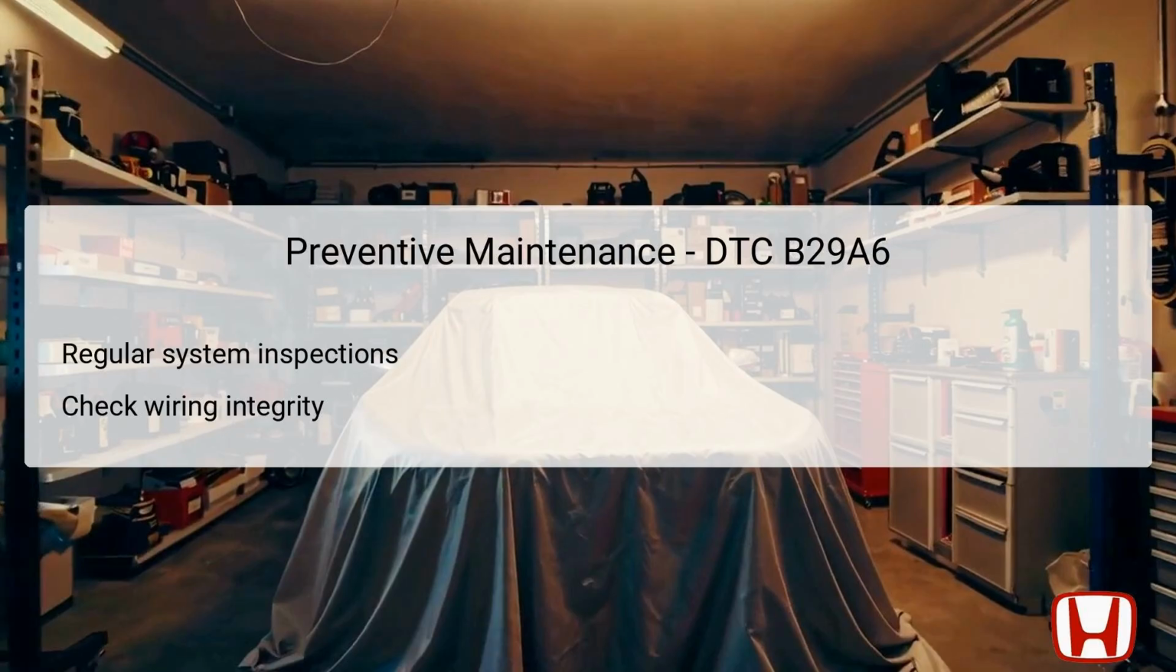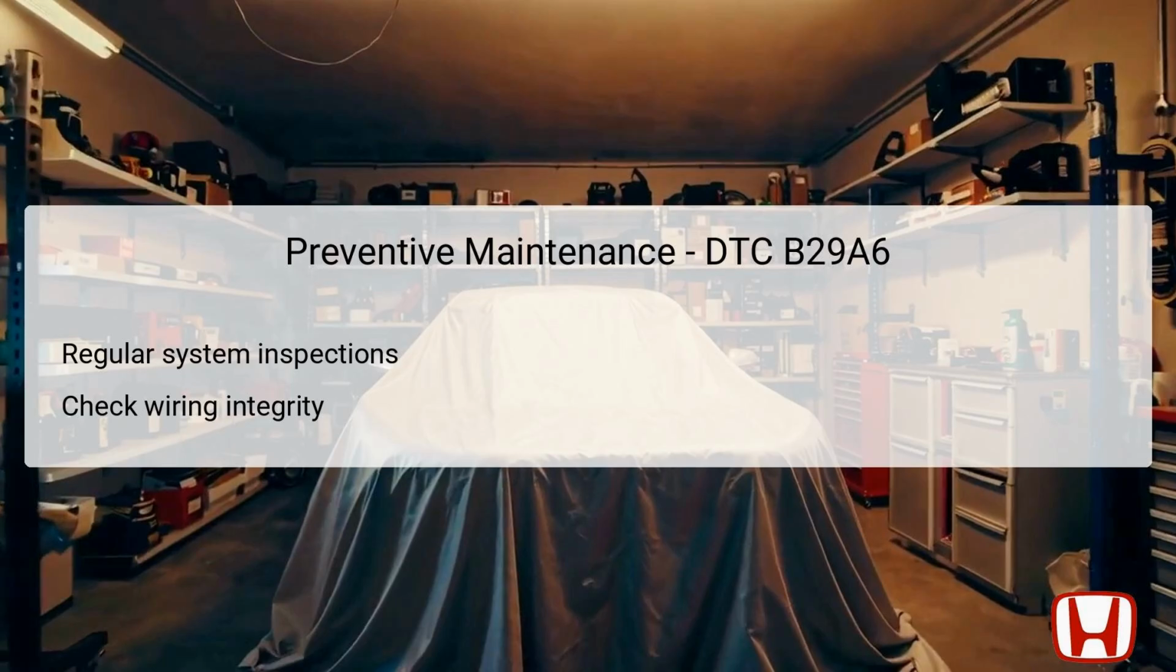To prevent DTC B29A6 or similar diagnostic trouble codes from occurring in the future, it's vital to establish a regimen of preventive maintenance. Regular system inspections should be performed to monitor the overall health of the climate control components, especially focusing on the rear mode control motor and its circuit.